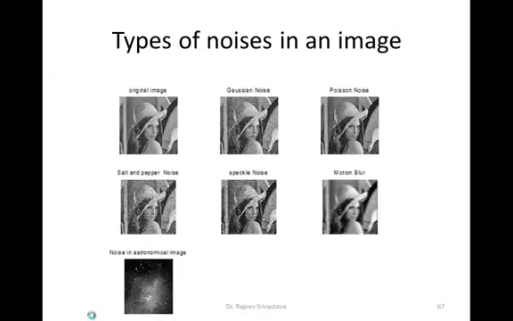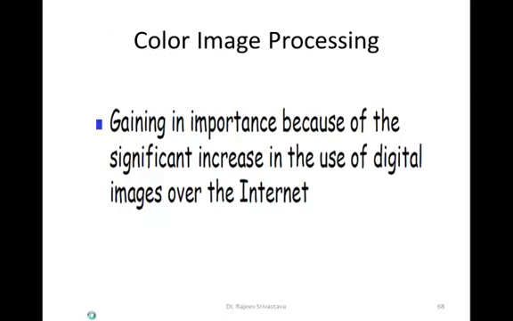This slide shows the various types of noise in an image. Examples include Gaussian noise, Poisson noise, salt and pepper noise, speckle noise, motion blur, uniform noise, exponential noise. Other topics: color image processing, gaining in importance because of the significant increase in the use of digital images.